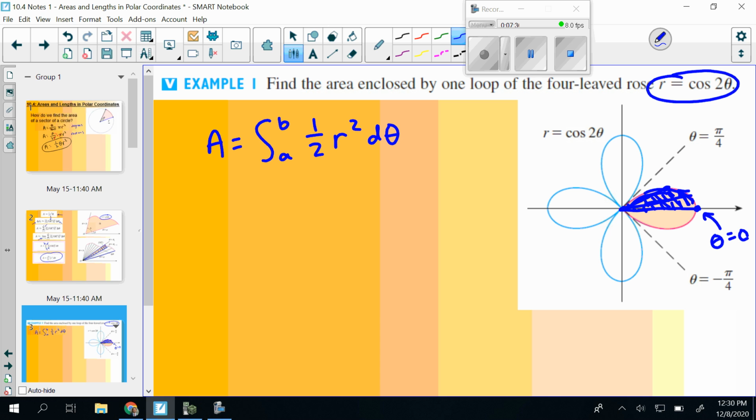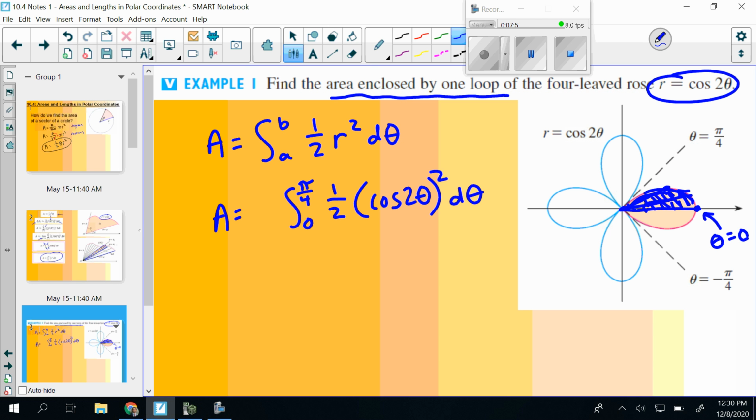So we could come up with the area of this one by doing the integral from 0 to pi over 4 of 1/2. Our r in this one is cosine 2 theta, and then it's all that squared d theta. But that would only give us half of this petal. They want, what's the area of one loop? So if we want the whole loop, we could just take this and double the value. So if we did 2 times that, that should give us that area.